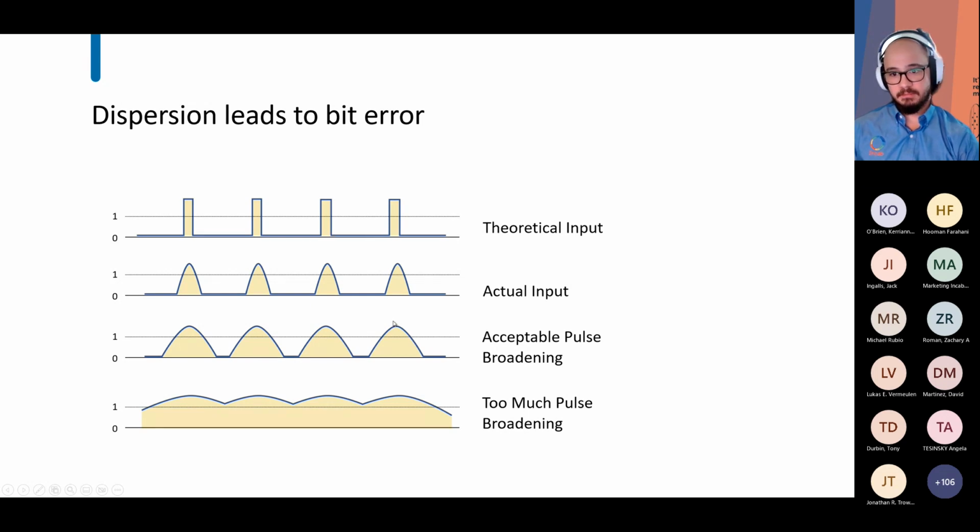And then as your pulse broadens due to dispersion, you can still differentiate the zeros and ones here, but as it broadens, it can become harder and harder to discern the two. And so here at the bottom is an example of that. You can still kind of tell, but it's very muddy. It's not clear. And so you want to have something like these two.